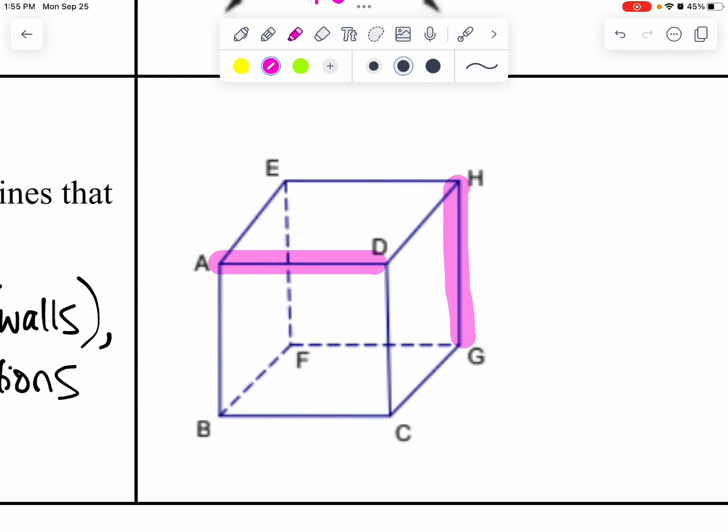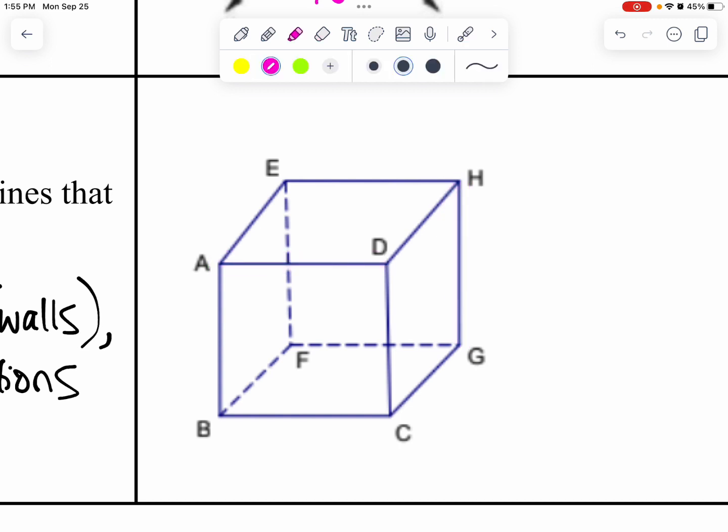If you can picture this kind of 3D image, this could be maybe the front top of the classroom, like above the whiteboard, and this would be in the back corner going up and down. Those lines, if you continue them forever, they will never, ever touch because this one is in the front of the room on one plane and this one is in the back going a different direction on different planes. Okay, so that is one example.